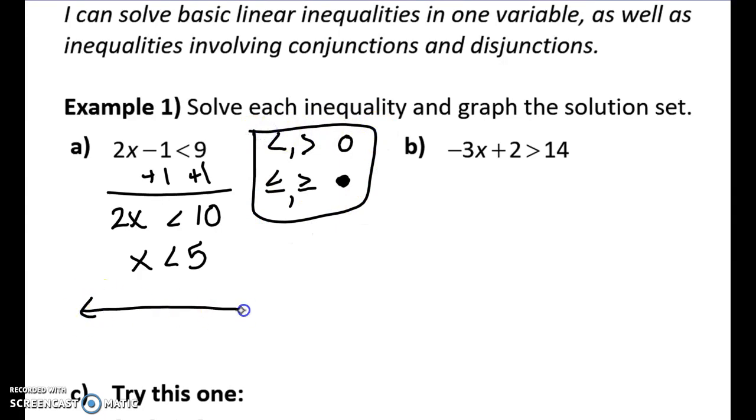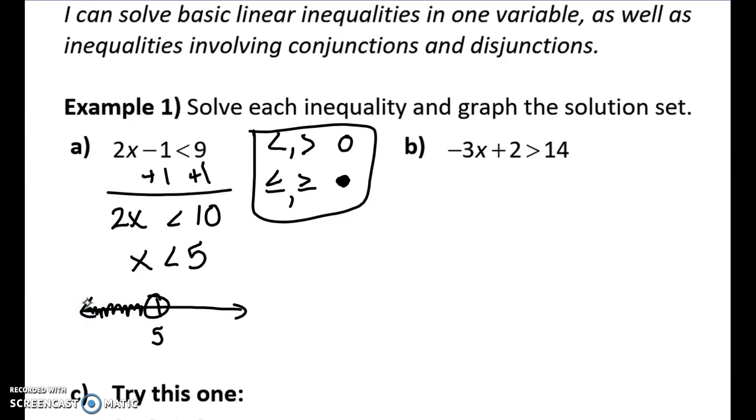So when I'm graphing x is less than 5, I'm going to put 5 on my number line. And because it's a less than, I put an open circle. I want to shade in the area where that's true. The numbers where that would be true are numbers less than 5, so I'm going to shade down my number line.